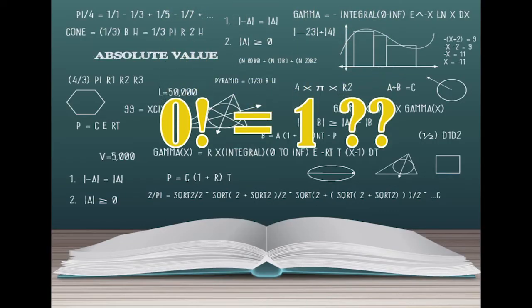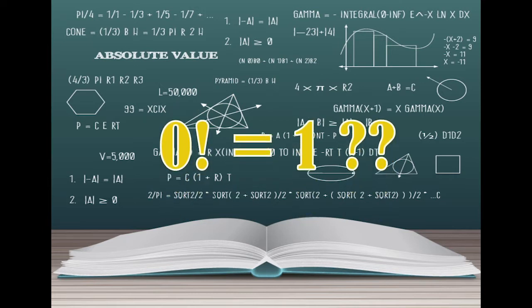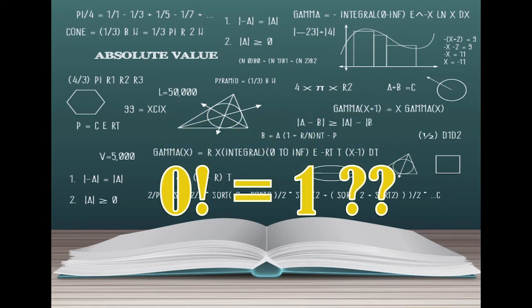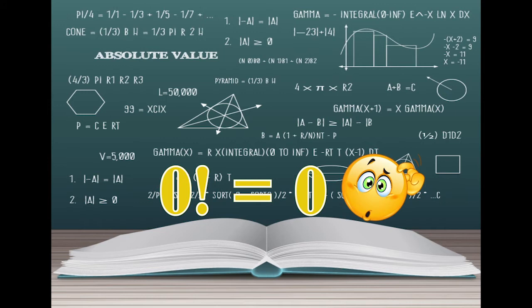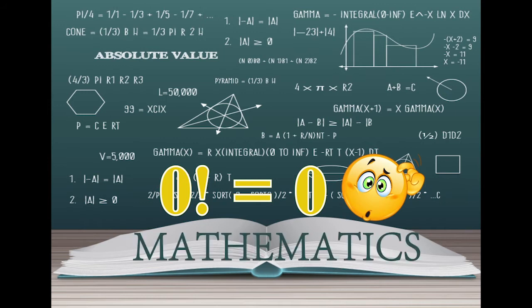So today we are here again with a new and interesting mathematical dot. Why is 0 factorial 1? Isn't it supposed to be 0? Before we get into that, let's take a look at the subject of mathematics.